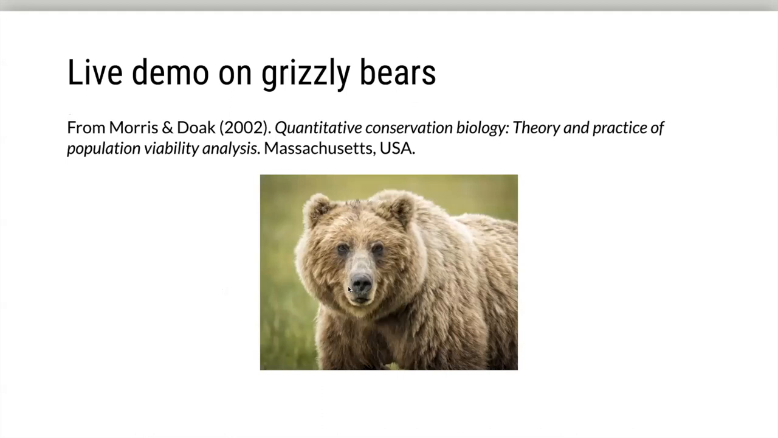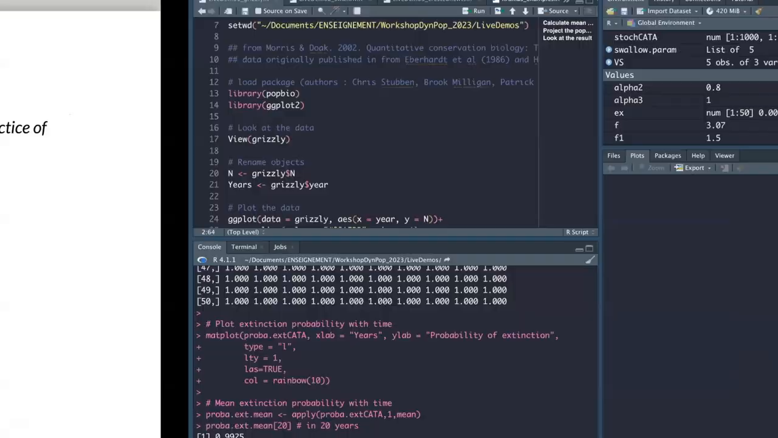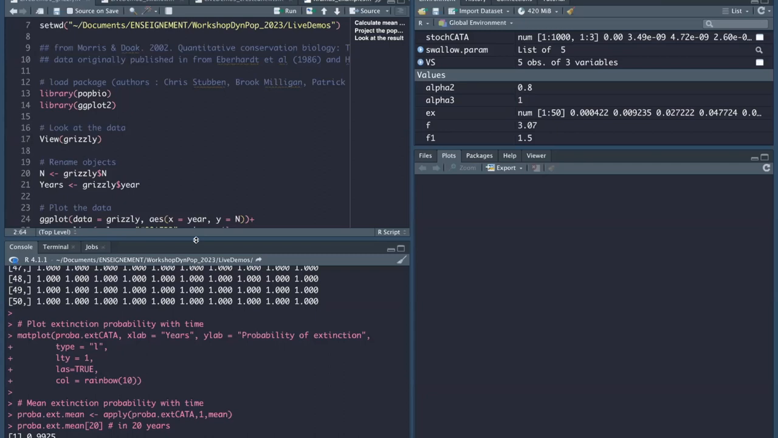So let's actually run the code ourselves, or yourself. You just need to open the script that is on the website in the live demo section. And we're going to run the grizzly bear data. So do you still see my script? Yes. Okay.